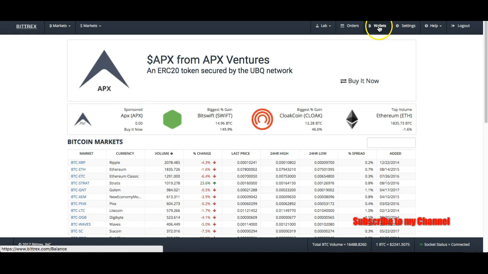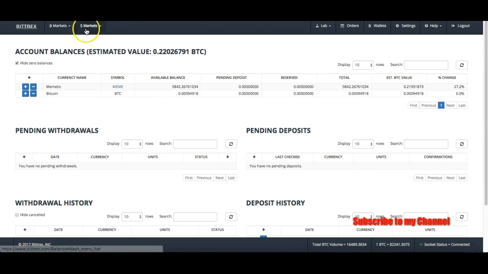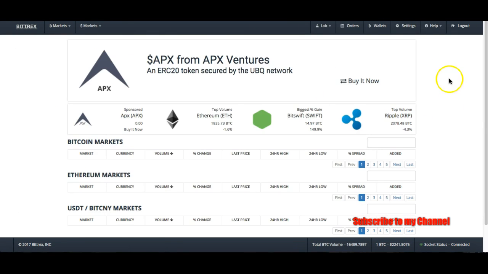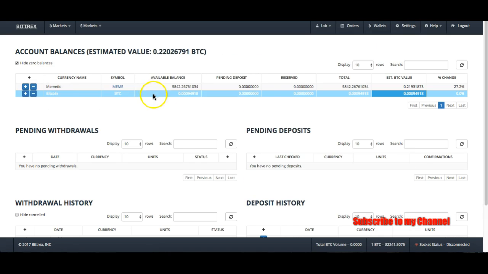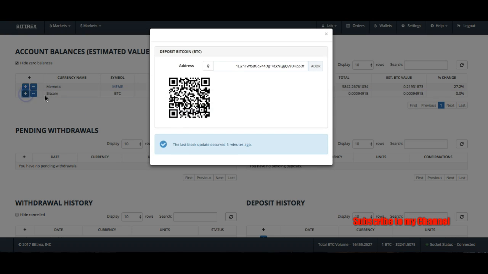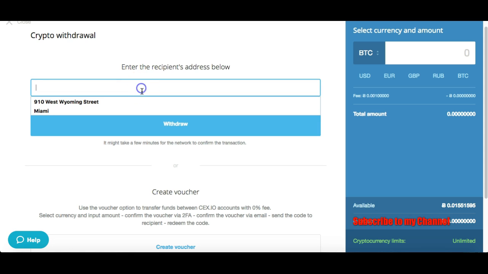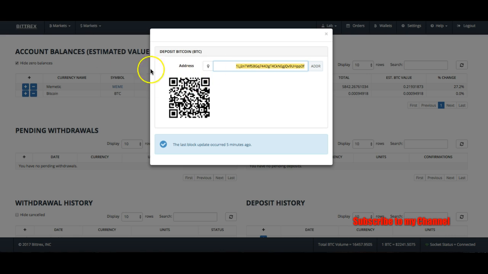So now what we want to do is put money into our wallet, okay? And we're gonna look for our Coinbase wallet, our Bitcoin wallet. So we're gonna go to wallet and BTC. And here it is. All right, this is your address. Okay, and we're gonna withdraw. We're gonna enter that address. So we're gonna move money from here into this wallet.